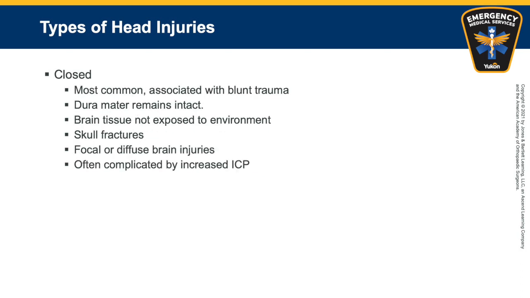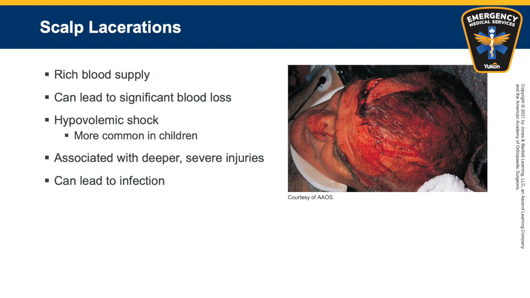Okay, closed. It is the most common type of head injury. It's often associated with blunt trauma. Brain tissue is not exposed to the environment. However, one of the key things to remember here is that the brain does swell with any type of head injury, and this can subsequently cause an increase in ICP, which is where you're going to start to see those deficits that we talked about with the different areas of the brain.